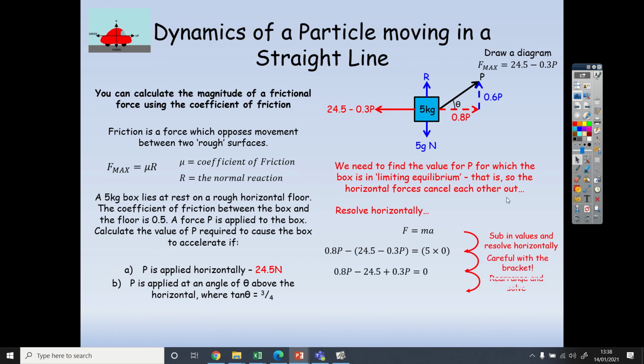Tidy up. And P is about 22. Okay, so that means that if P is any greater, then this force over here is going to exceed this force over here. Right.